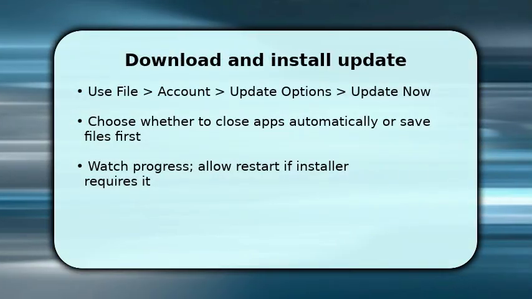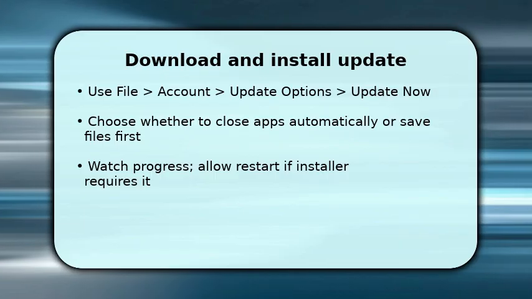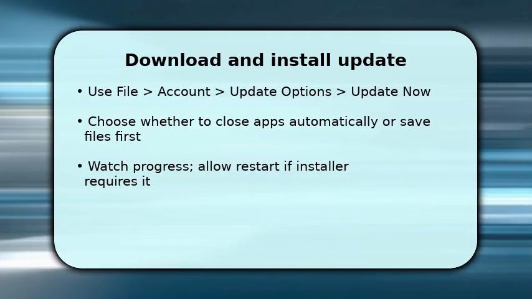You now trigger the update. Go to File, Account, then Update Options and pick Update Now so Excel checks Office or Microsoft 365 for patches. If prompted, save open files or let the installer close apps automatically. Saving first avoids losing edits.